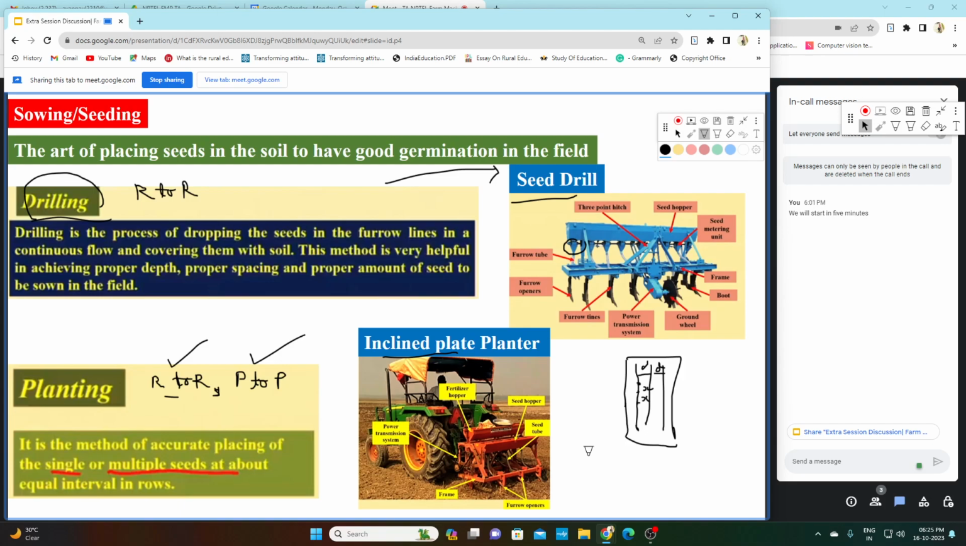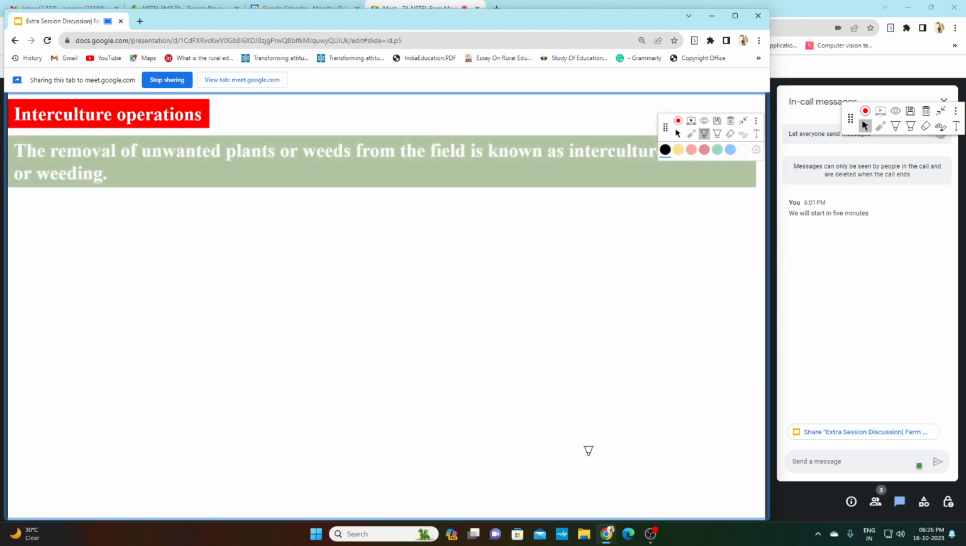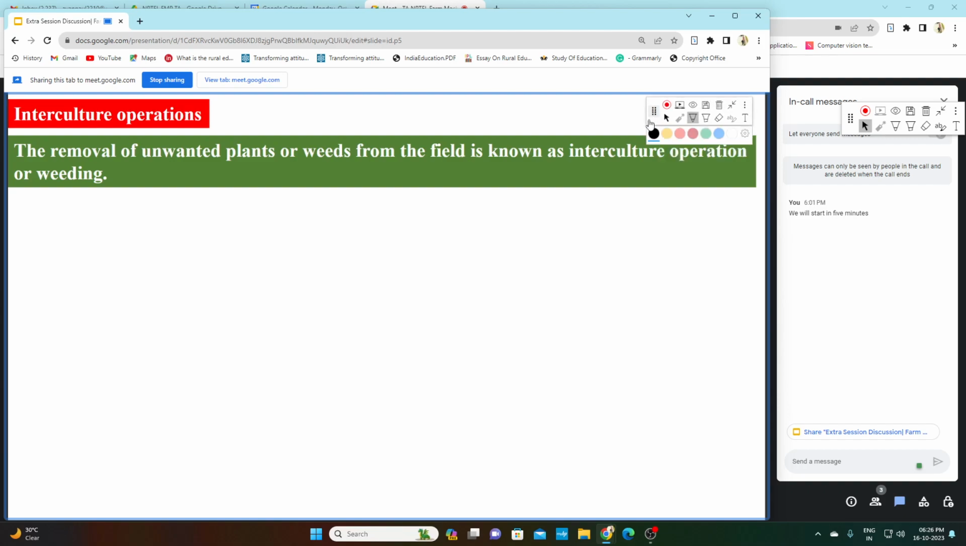So we have done two operations. We have done tillage, then we have done this sowing and seeding operation. Now once we have done this sowing and seeding operation, our plant will germinate. It will reach a stage, but it will face competition. It will face competition with weeds.